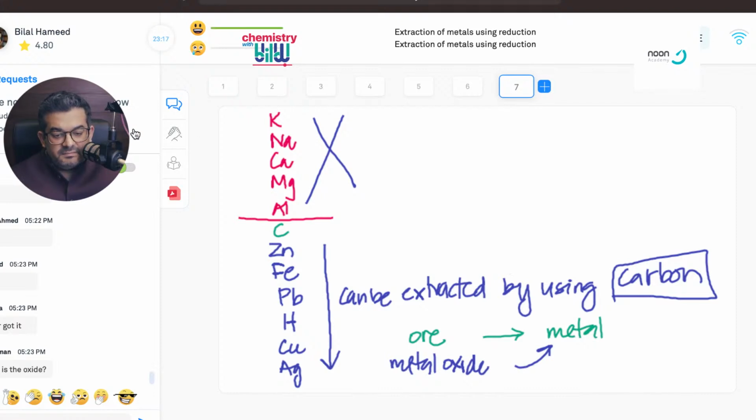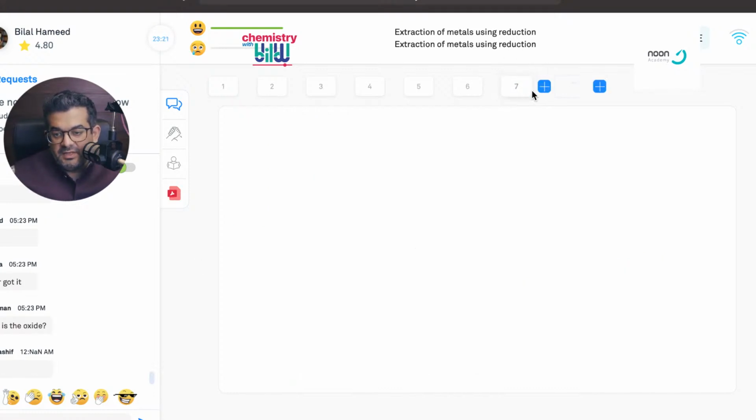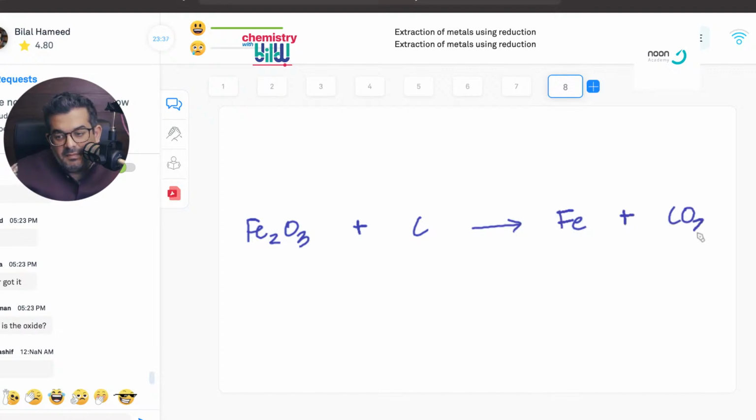Then what am I looking at? So I'm going to ask you guys to do this. Take a minute, and now let's write the balanced equation for the basic extraction of iron using carbon. I want you guys to try balancing this right now. All right, please, for me.